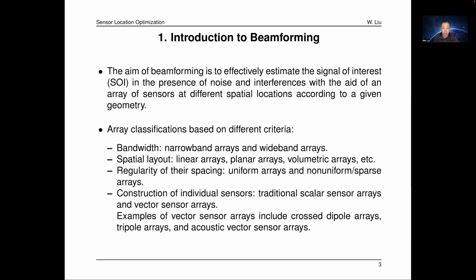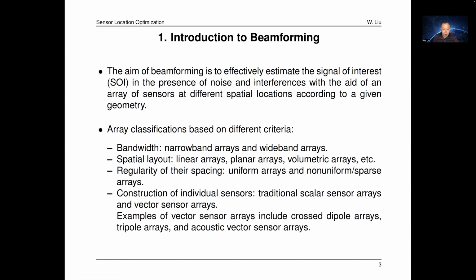So the aim of beamforming is to effectively estimate the signal of interest, the SOI, in the presence of noise and interferences with the aid of an array of sensors at different spatial locations according to a given geometry. So this is for the receiving mode. Beamforming can also be achieved for the transmission mode. And we have all kinds of arrays based on different criteria. For example, based on the bandwidth of the signal, we can have narrowband arrays and wideband arrays. So we have narrowband beamforming and wideband beamforming.